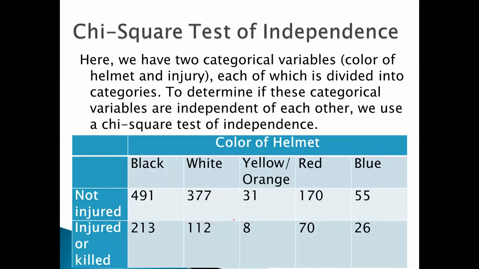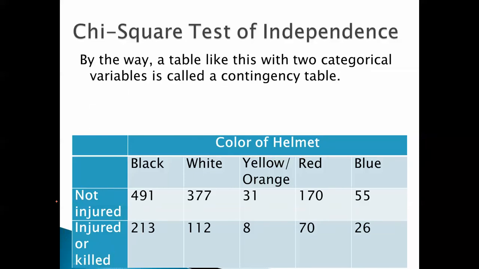Here we have 2 categorical variables. We have the color of the helmet and whether the person was not injured or killed. To determine if these categorical variables are independent of each other, we use a chi-square test of independence. By the way, a table like this with 2 categorical variables is called a contingency table.